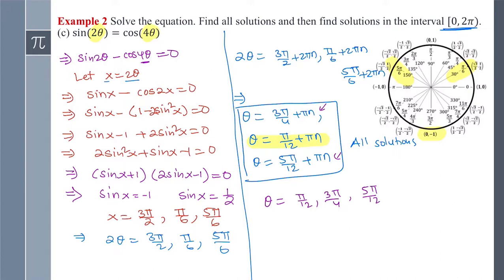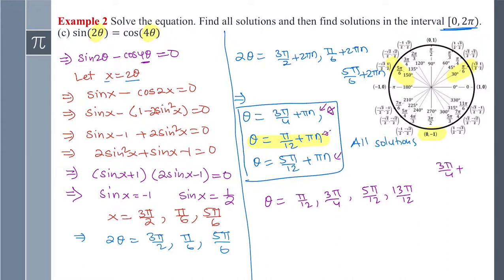Now, for this one, if we take n equals 1, we get pi over 12 plus pi, which gives us 13 pi over 12. And for the top one, we have 3 pi over 4 plus pi if we take n equals 1. This gives us 7 pi over 4. And for the bottom one, if we take n equals 1, we get 5 pi over 12 plus pi, which is 17 pi over 12.